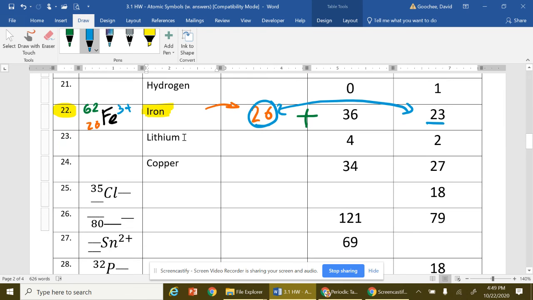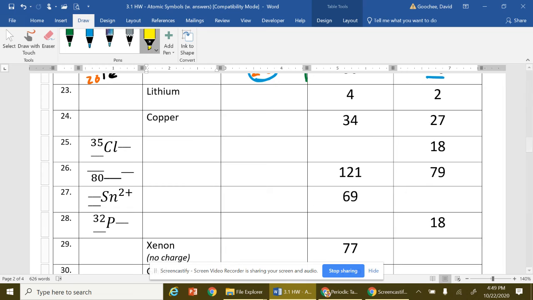Let's try another one. Let me take a look at number 26. Let's see if we can fill in all the blanks, including the blanks on the atomic symbol over here. So here's all the blanks that we have to fill out, okay? So let's see if we can do that.